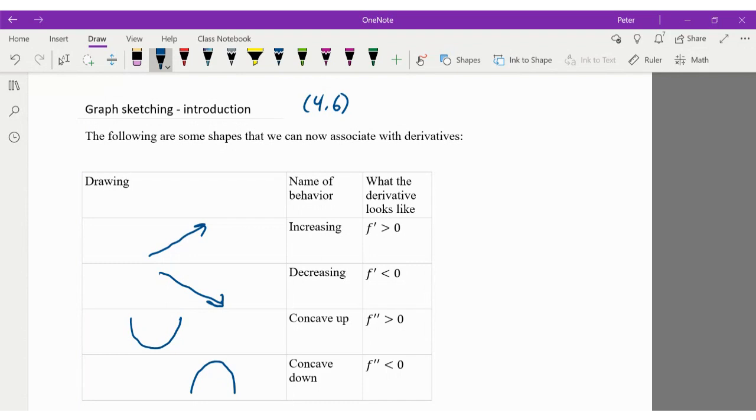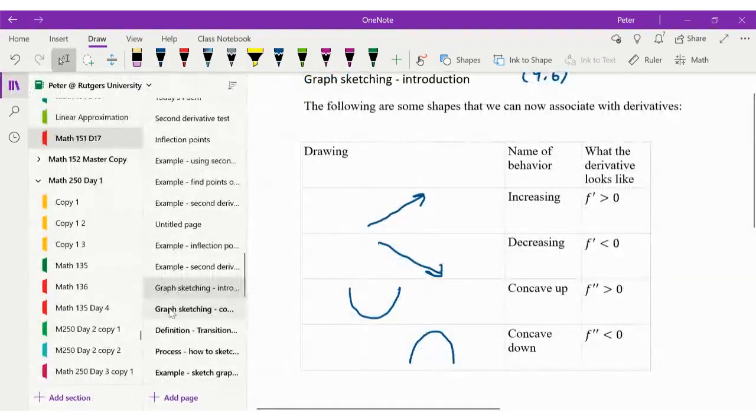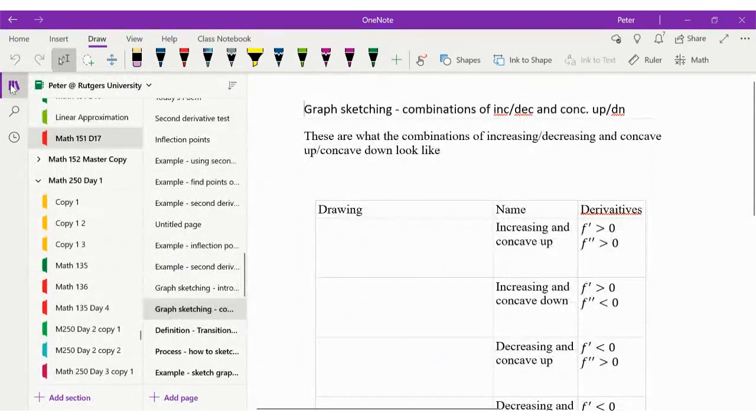But fortunately, I've learned how to make it a little bit less boring by doing fewer examples but more in depth. So hopefully that works out with this. So let's see. Next topic: graph sketching.